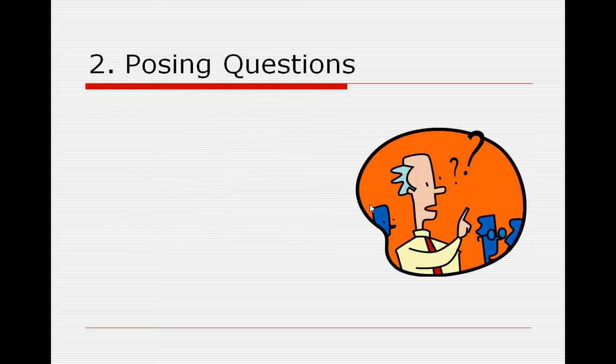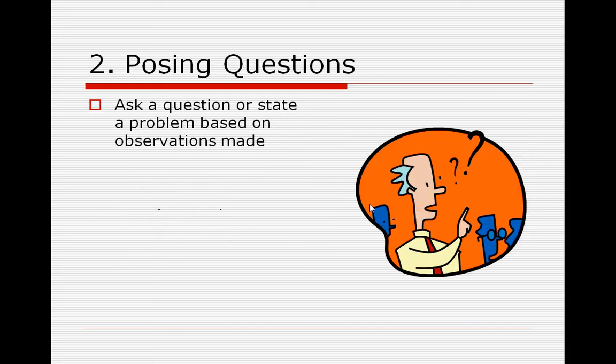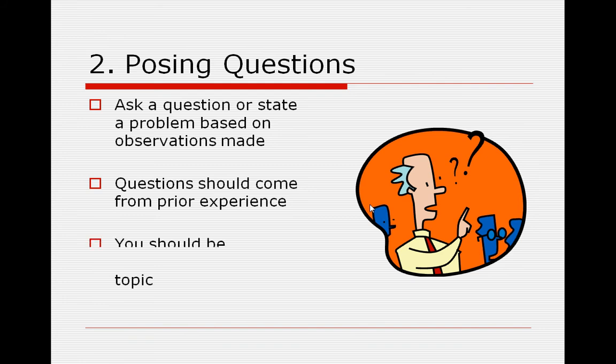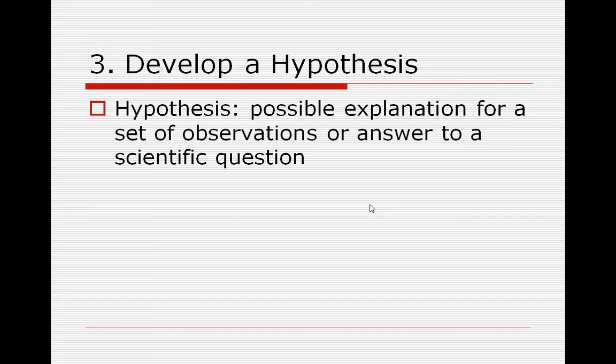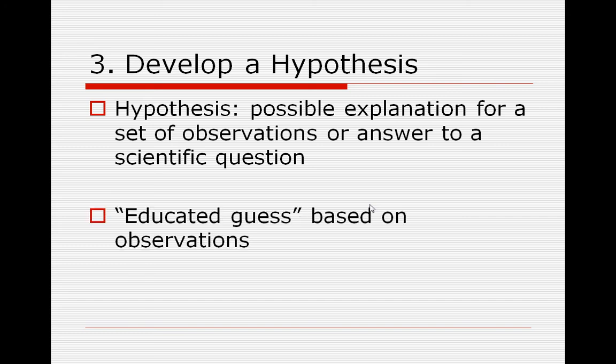After that, we pose some question that we want to answer, and the question should come from your experience, like the light switch not working, and you should be curious about your topic, and you'll have a question. In every lab that we'll do, I'm going to ask that you have a question that you're answering in the lab. Then you develop what we call an explanation or educated guess as to what's really happening. It's not really a guess, but it is an explanation as to what you think the answer is. Maybe why isn't the light working? So you come up with a guess.